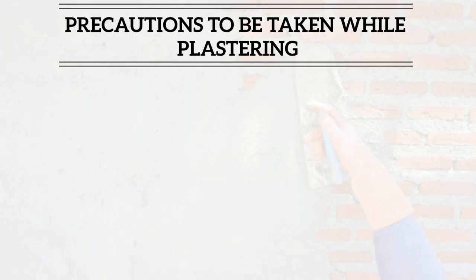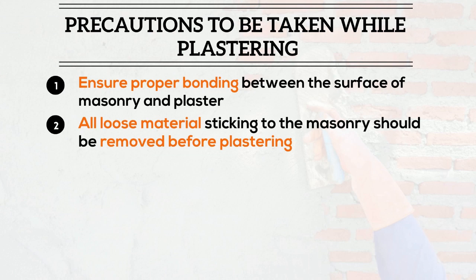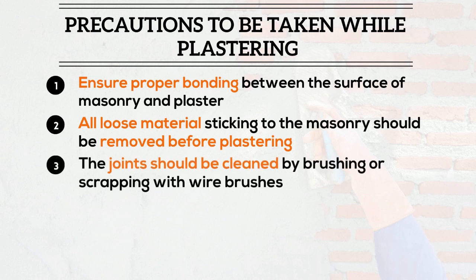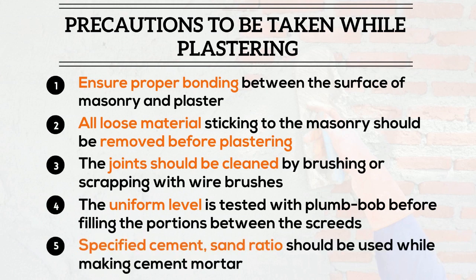Precautions to be taken while plastering. 1. Ensure proper bonding between the surface of masonry and plaster. 2. All loose material sticking to the masonry should be removed before plastering. 3. The joints should be cleaned by brushing or scraping with wire brushes. 4. The uniform level is tested with a plumb bob before filling the portions between the screeds. 5. Specified cement sand ratio should be used while making cement mortar.